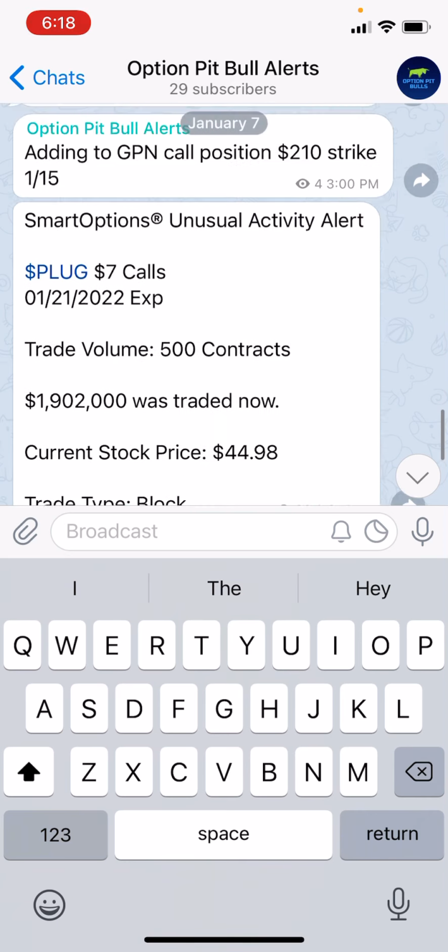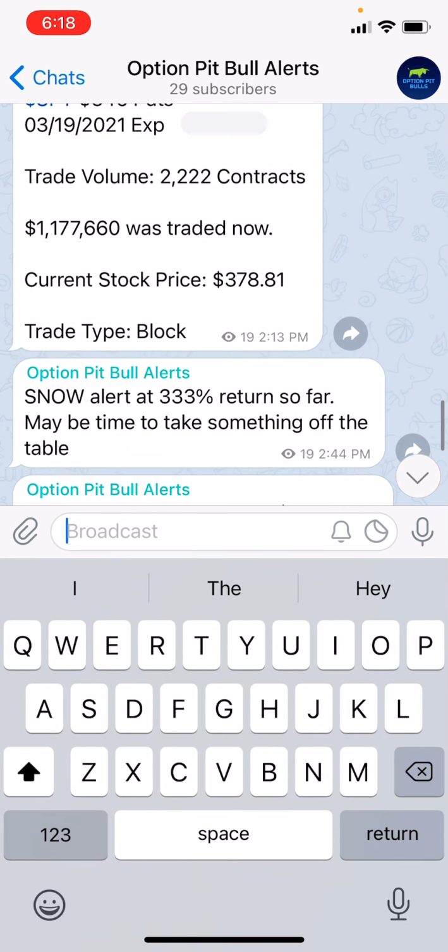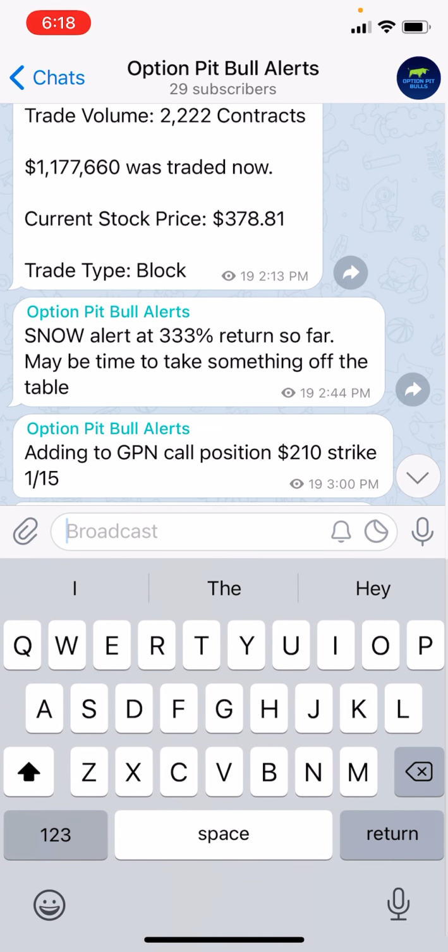Obviously, same thing, Tesla calls there, plug calls. Now you see at the bottom, I said I'm adding to GPN call position, and then I tell you the strike price and the expiration that I'm getting. So that's just me buying something and letting you know that I think it's a good move. It might not fit your risk tolerance, your budget, or your trading style. But if it does, you might want to copy it. You can always paper trade my trades for a few weeks to get your confidence up.